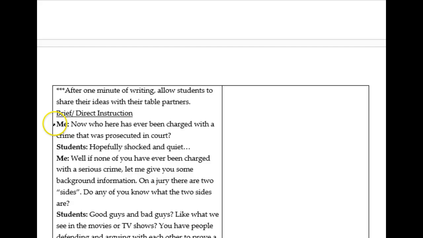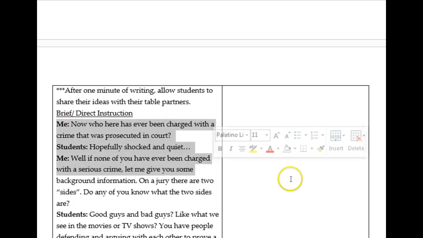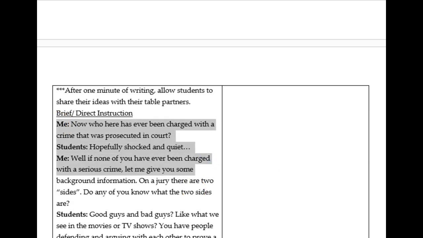Now, you have this question in here, which cracked me up a little bit, right? Has anyone ever been charged with a crime that was prosecuted in court? Hopefully shocked and quiet. That cracked me up. Let's think about retooling this into a common human experience, especially from the adolescent level, and putting it up top. Let me tell you what I'm thinking, all right?